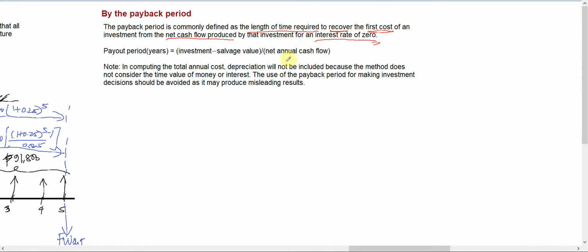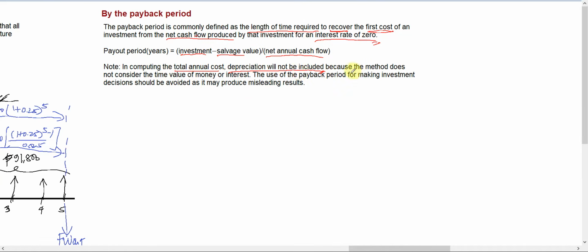Okay, from this example, yung 270,000, gaano katagal babalik yun sa'yo? Ang formula nito, payback period or payout period in years is investment, yan yung initial investment natin, minus salvage value all over net annual cash flow. Sabi pa dito, note, in computing the total annual cost, depreciation will not be included. So again, hindi rin included dito, sa present worth, sa future worth, tsaka sa payback period, hindi included yung depreciation.